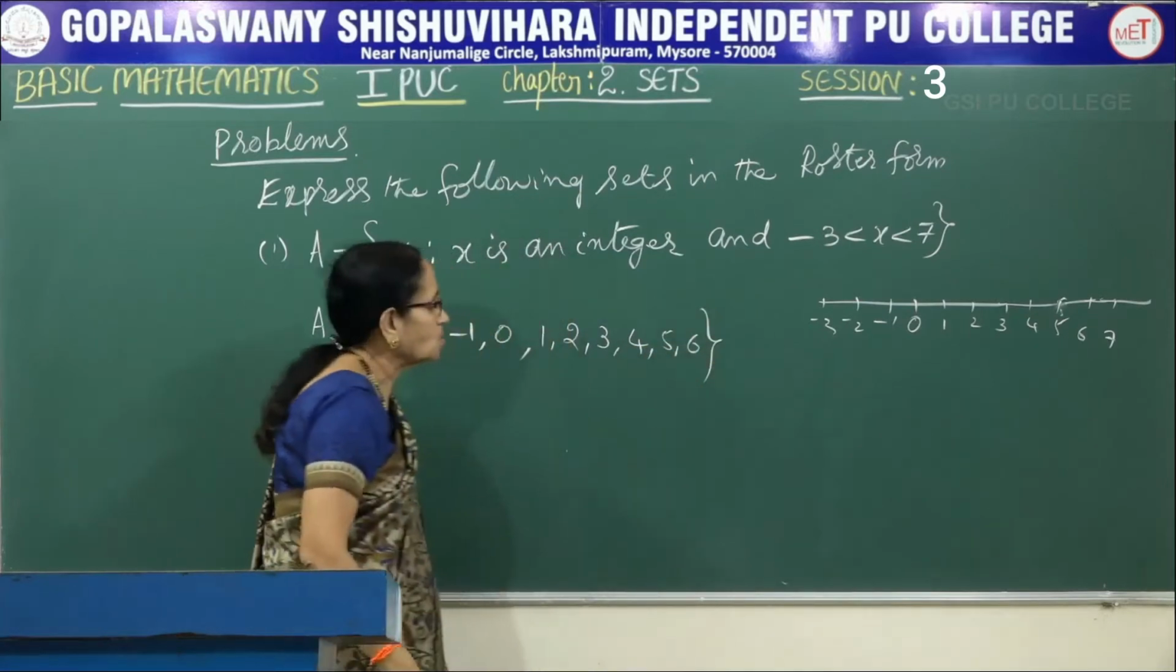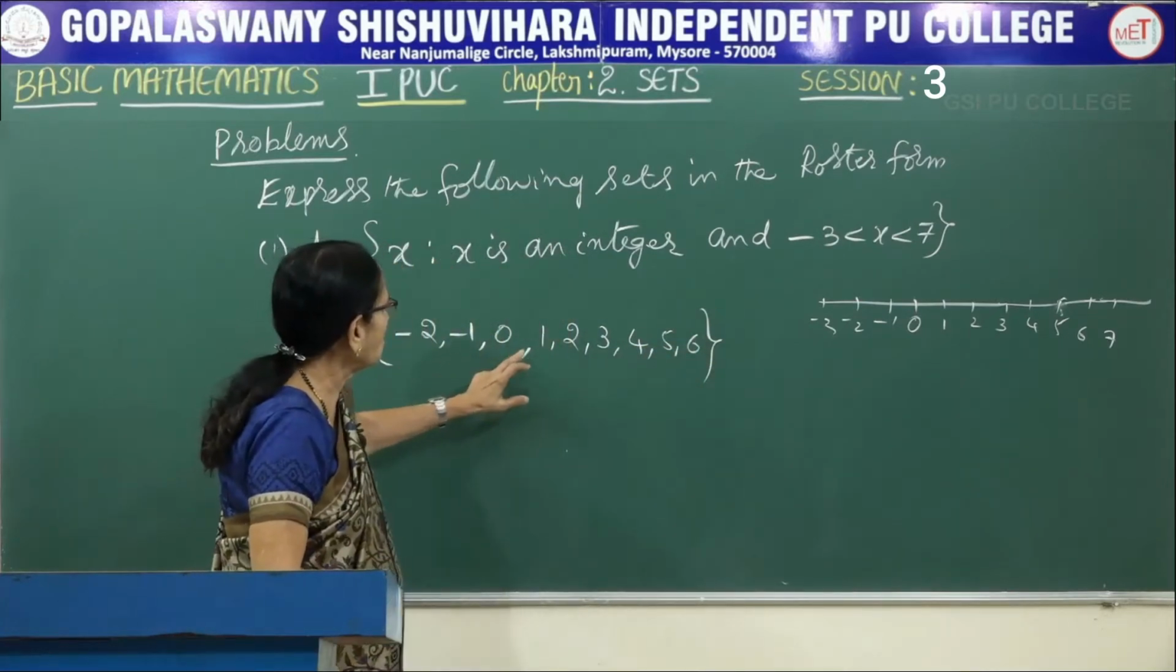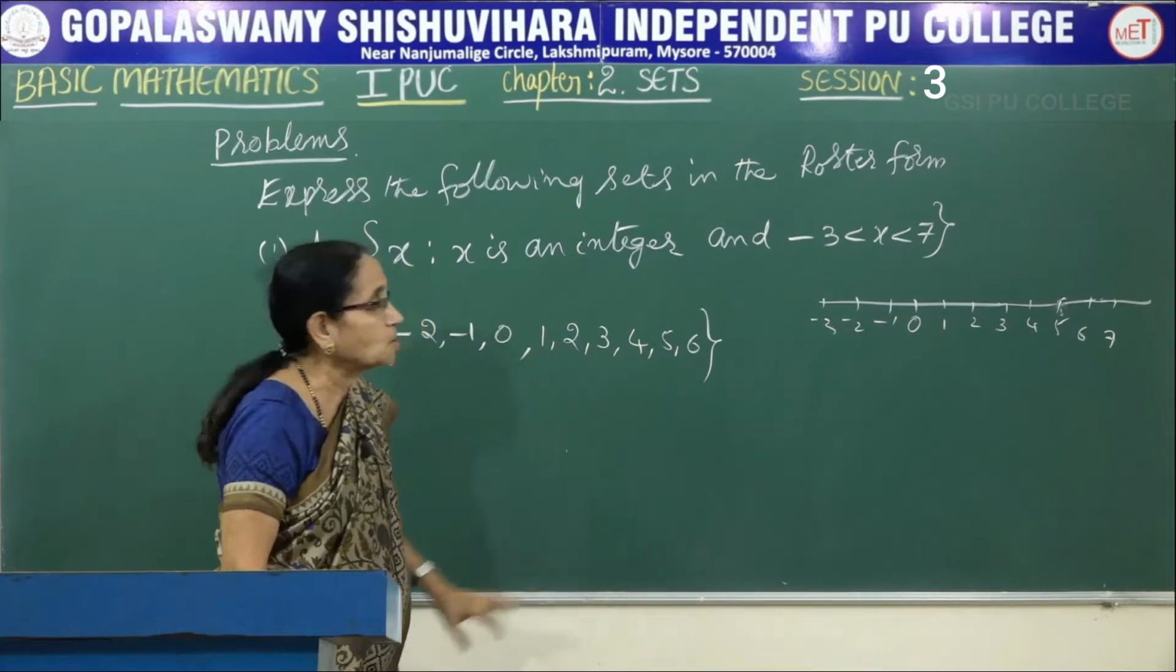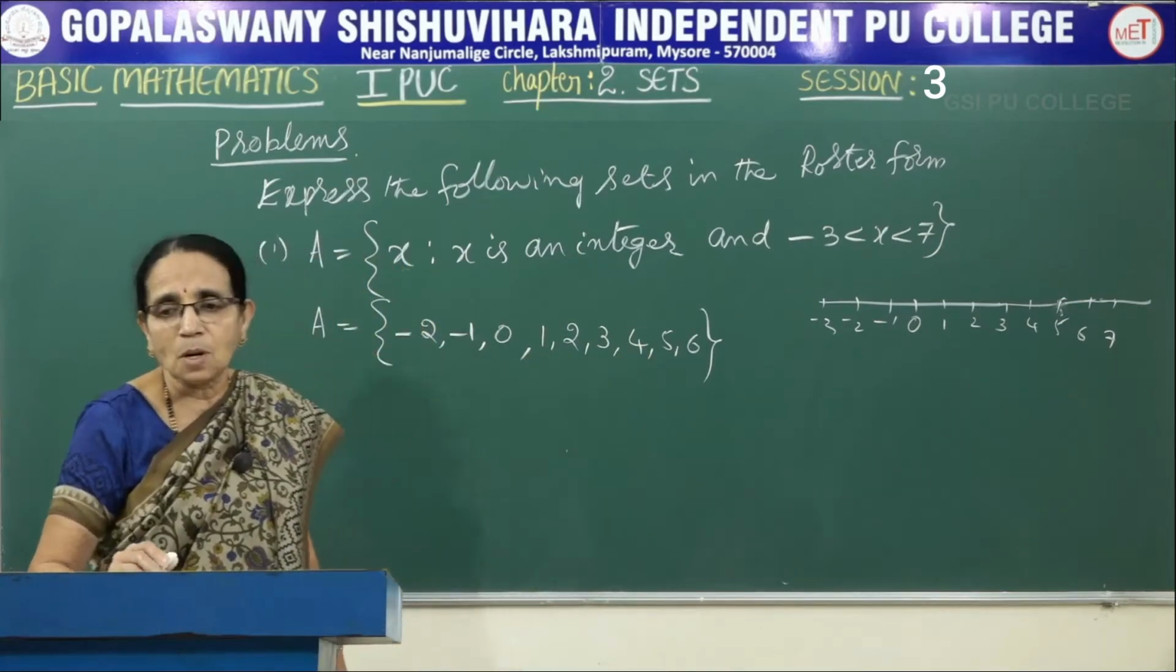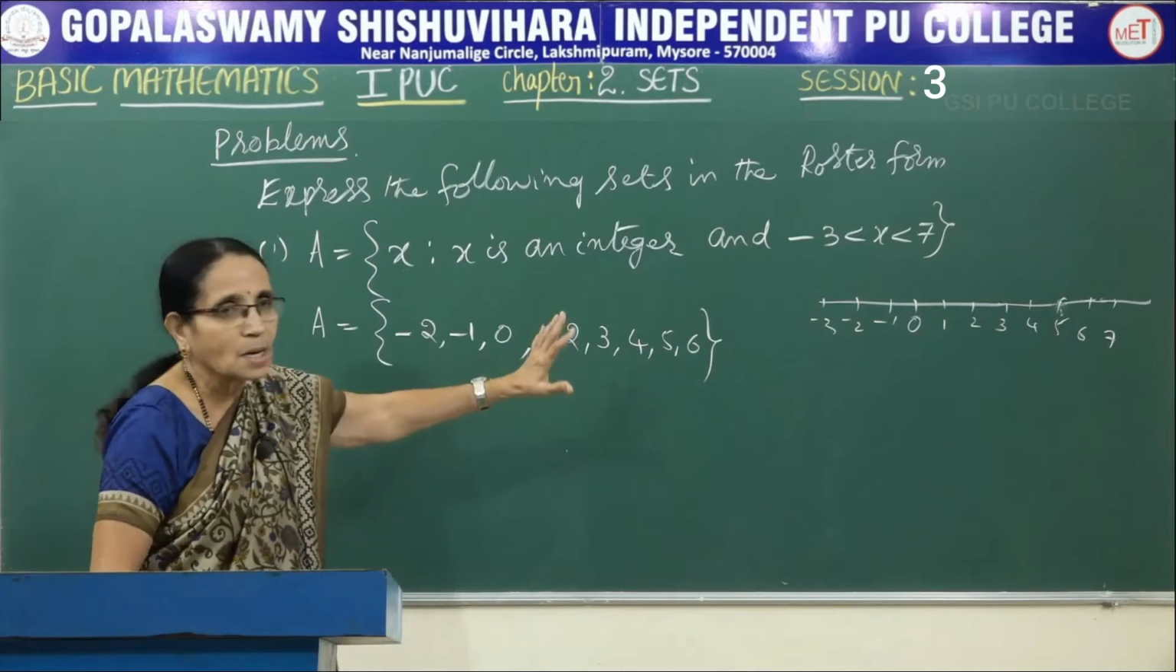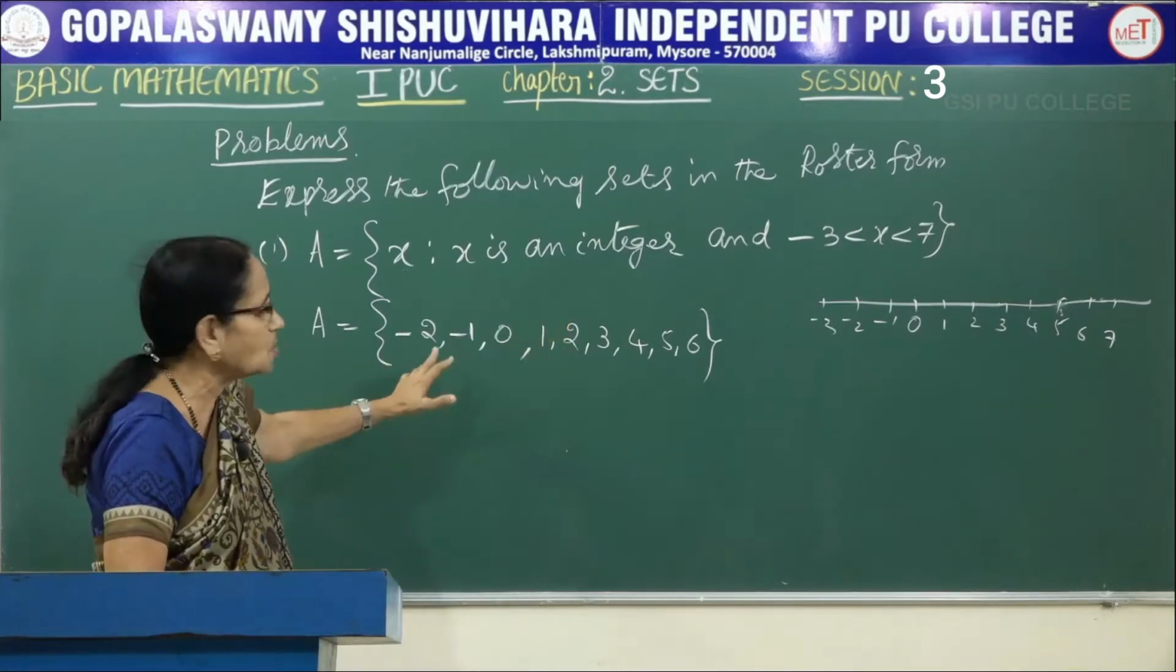So these are 1, 2, 3, 4, 5, 6, 7, 8, 9. There are 9 elements belonging to this set. That number line need not be written. If you can directly write, well and good.